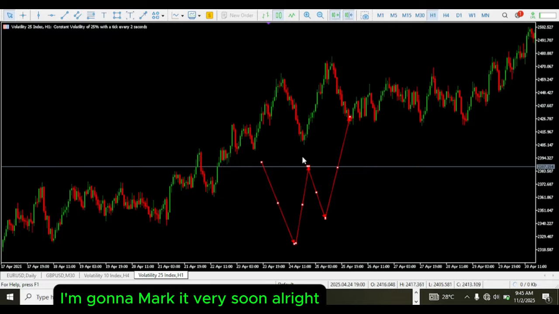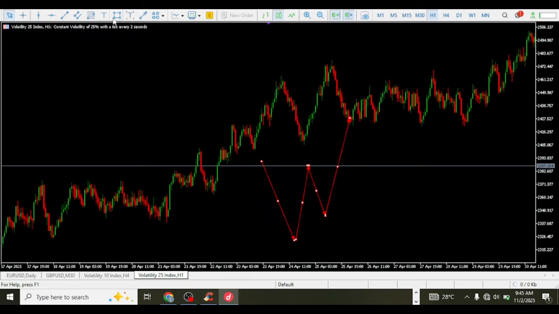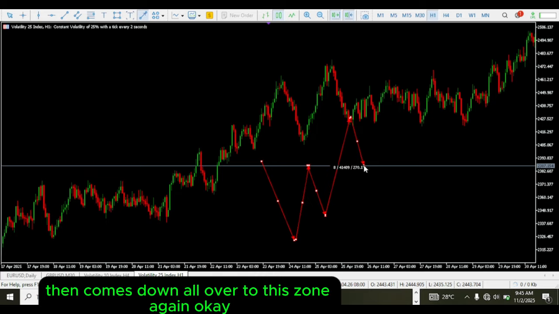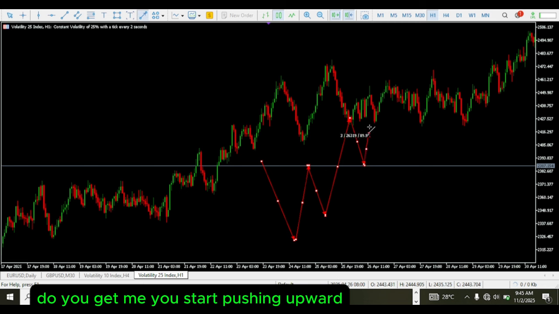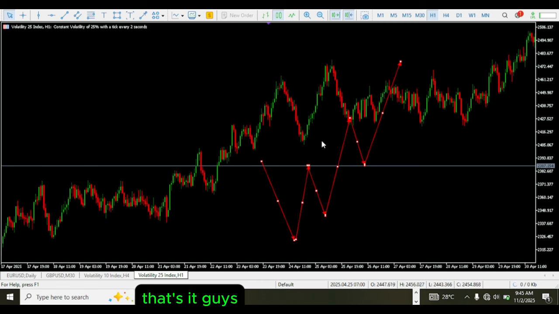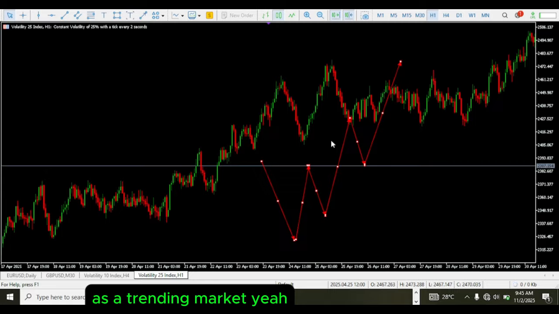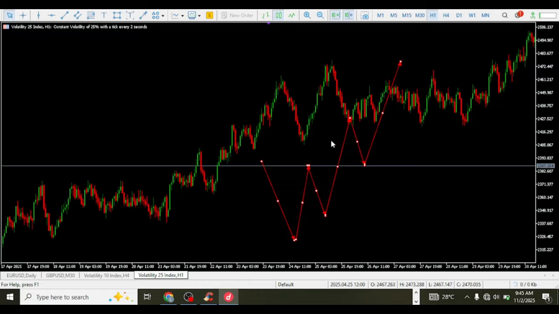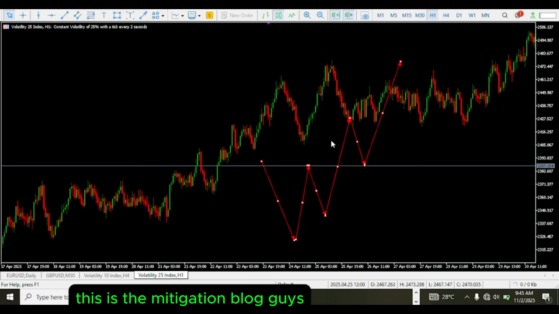I'm going to mark it very soon. So you're going to go up this way, then come down all the way to this zone again, to really revisit this zone. Then it starts pushing upward. All right, that's it. Don't take this pattern right now as a trending market. Yeah, obviously this is a trending market, but this is quite different from what you're thinking in your mind. This is the mitigation block.